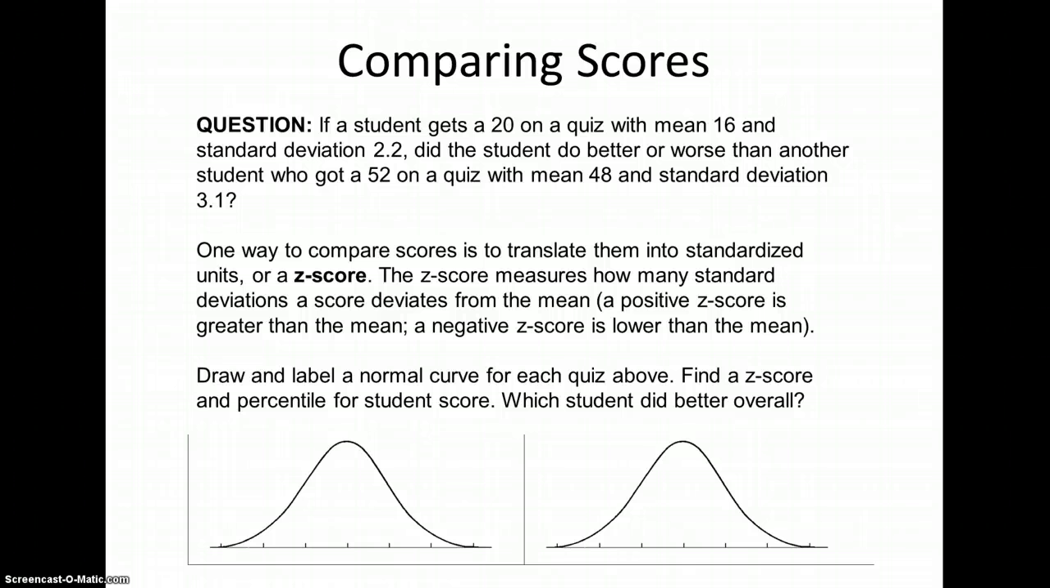Use the graphs below and draw and label a normal curve for each quiz, find the z-score and the percentile for each student's score, and then decide which student did better overall. If you've ever wondered what score you might have got on the ACT after taking an SAT or vice versa, this would be one way of saying, well, I would have gotten a such and such score on the SAT if I had taken it.